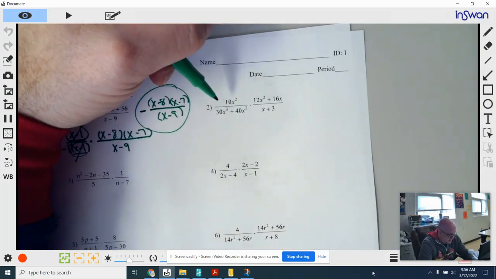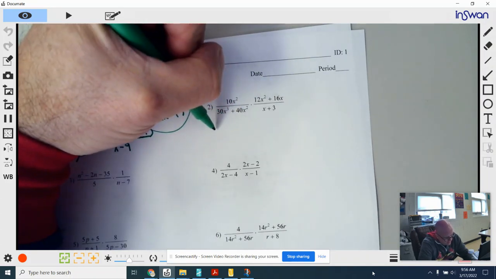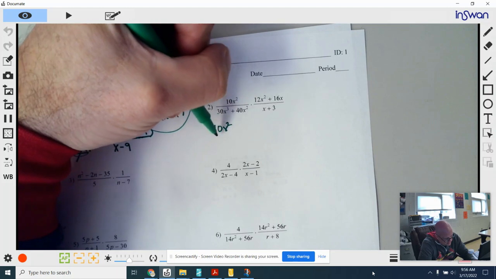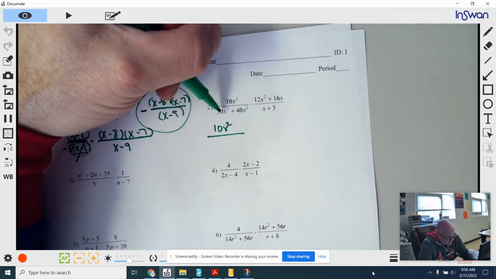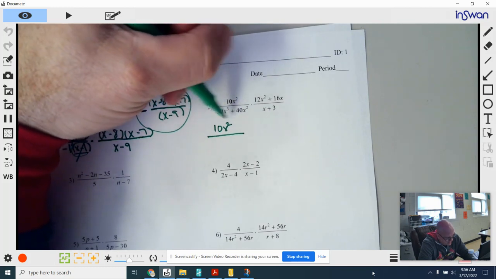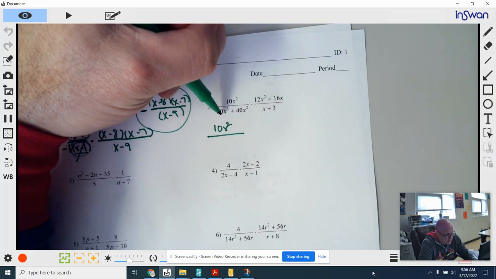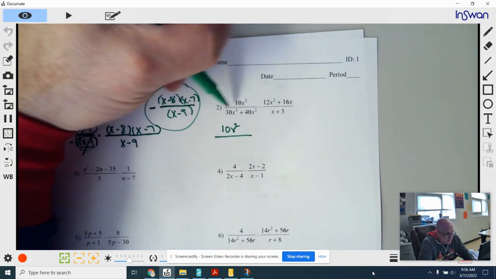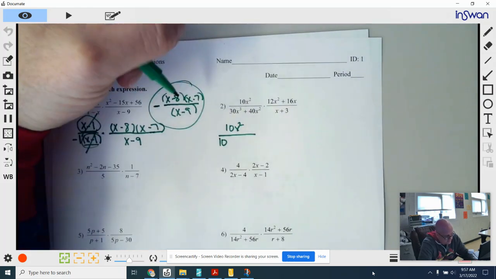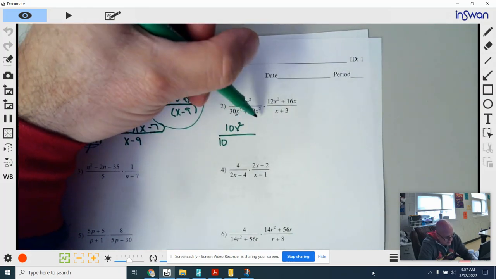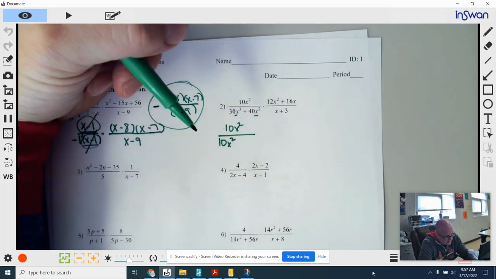Okay, looking at number 2. So number 2, a little bit more factoring you can do with this one. If you start off with the first numerator, you got 10x squared. Pretty simple. On the bottom, you got a couple pieces here. So you're thinking, well, because it's not a trinomial, what is my GCF? What can I pull out of here? 30, 40. Well, 30 and 40, your GCF is 10. And then we look at our x's. Well, they both share at least two x's. So my GCF is a 10x squared.